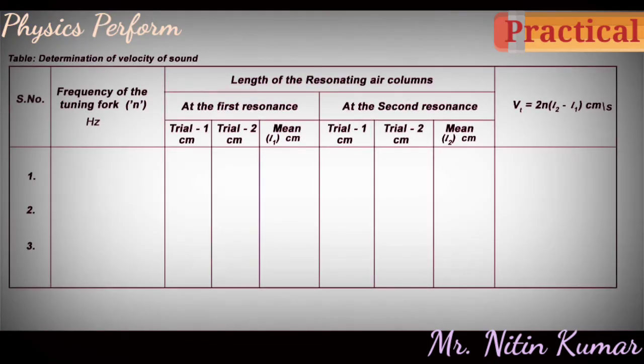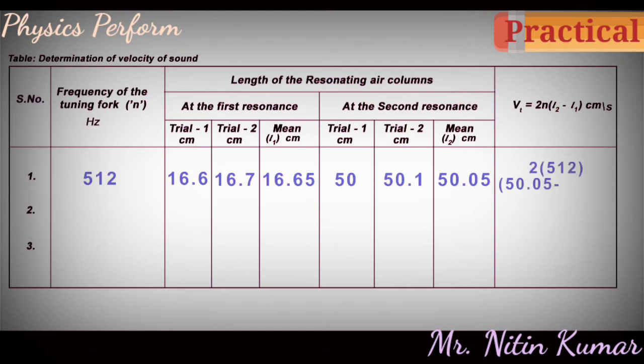Determination of velocity of sound. For a tuning fork of 512 Hz, at first resonance, trial 1 is 16.6, trial 2 is 16.7. Therefore, the mean of the trials is 16.65. At second resonance, trial 1 is 50, trial 2 is 50.1. Therefore, the mean of the trials is 50.05. The value of Vt is 34662.4 cm per second.